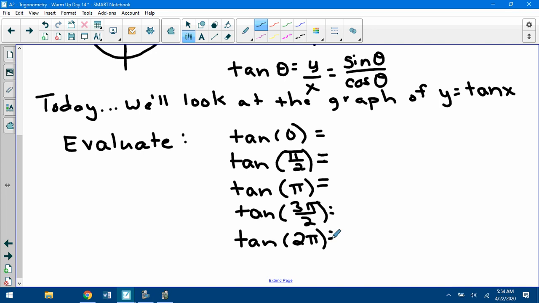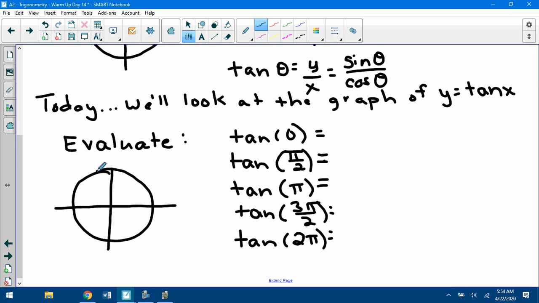If I asked you to evaluate any of those, you would hopefully know to use the unit circle. And this is all good review. What's this point? (1, 0) up here, (0, 1) over here, (-1, 0) down here, (0, -1). Okay, so go ahead, evaluate all those on your own. Pause the video for a second, and then I'll show you the answers.